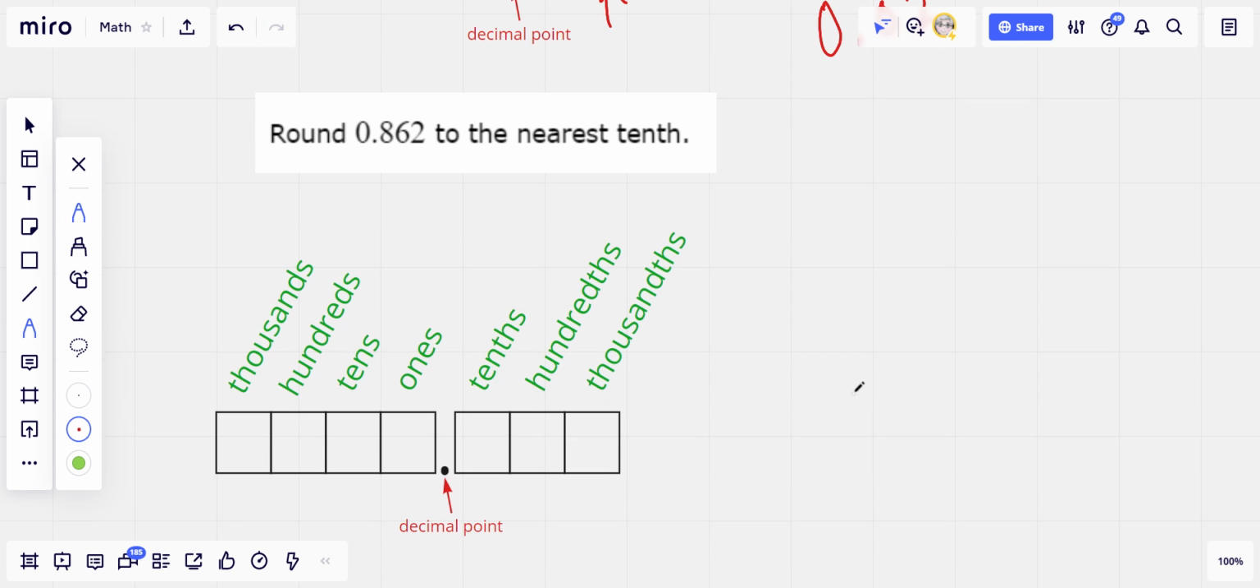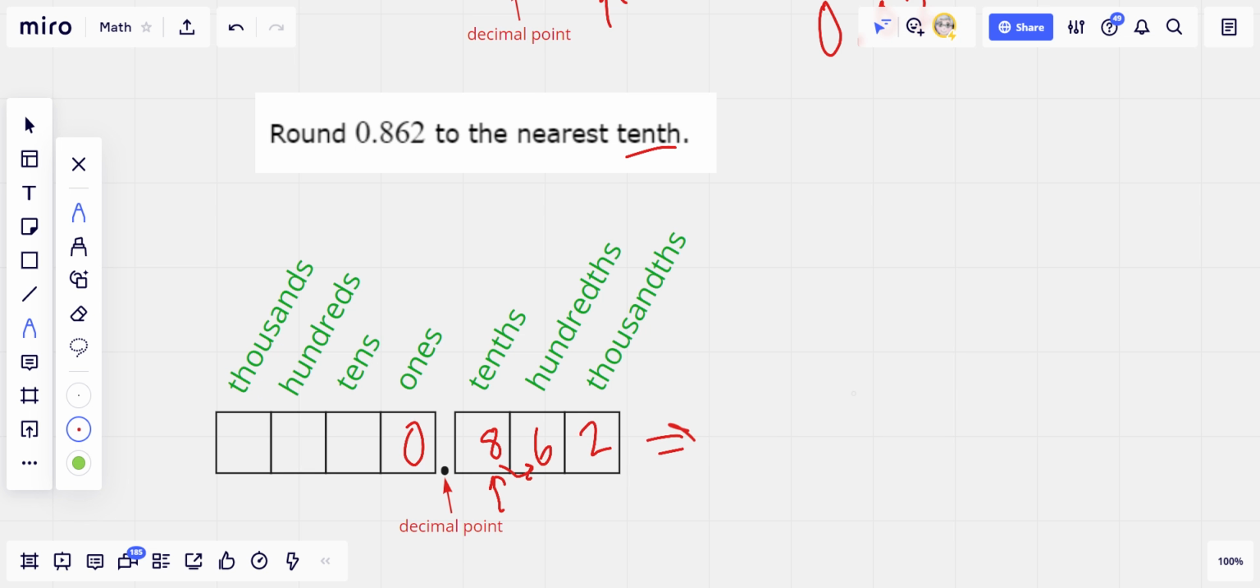Okay, so here we are being asked to round 0.862 to the nearest tenth. So let's just go ahead and put it in here. We've got a 0 in the ones, 8 in the tenths, 6 in the hundredths, and 2 in the thousandths. So the nearest tenth, well, tenths are right here. So this number is either going to stay an 8 if we round down or go up to a 9 if we round up. And we look 1 to the right at this 6. That is 5 or above, so we're going to round up.